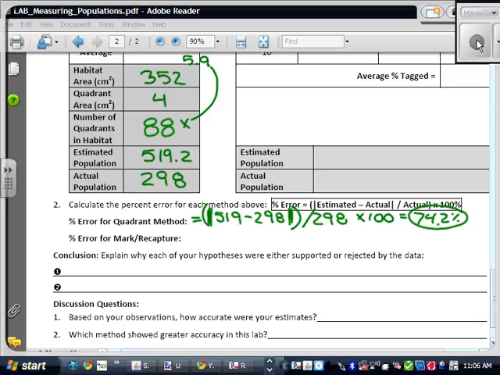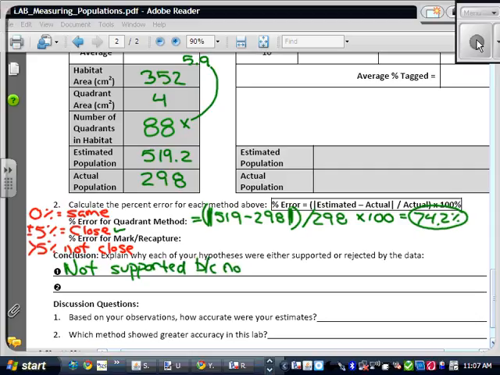Now, when we're applying this to our hypothesis, whether or not it's supported, take a look over here. A 0% error would mean that the estimated and the actual population are the same. Plus or minus 5%, if it's within 5%, then they're close. Greater than 5, they're not close. Or you could almost say that they're different. So for the purposes of the quadrant method, most of you guys, if you predicted that they would indeed be close, then that is not supported, because they are not close.